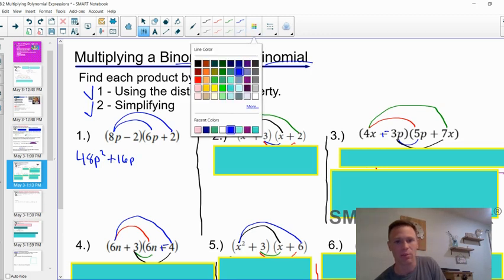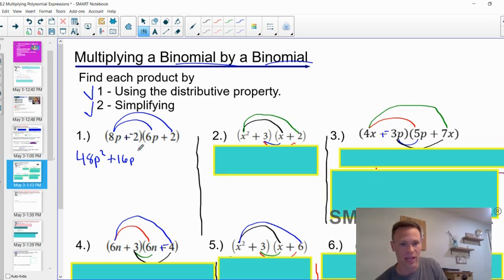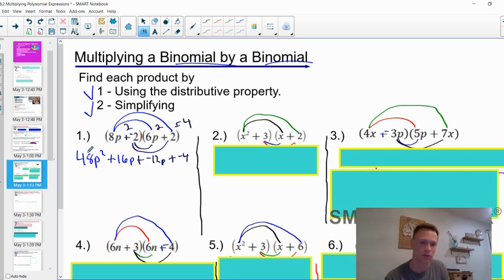And now I've got to do the same thing for the next term. So that's a -2. -2 times 6p is going to give me a -12p. And -2 times 2 is going to give me a -4. So I had 2 terms, I multiplied them together, and I got 4 terms: 1, 2, 3, 4.